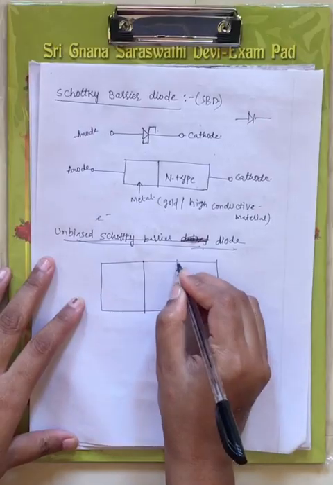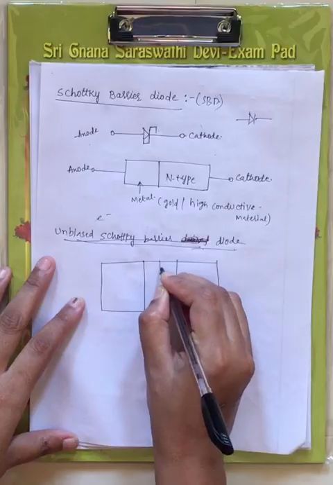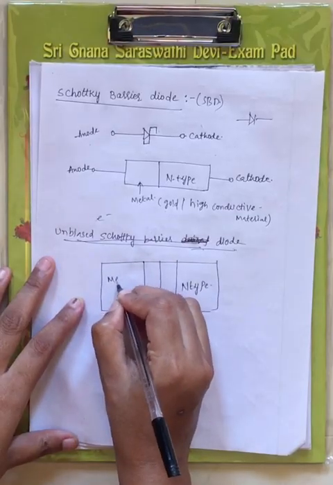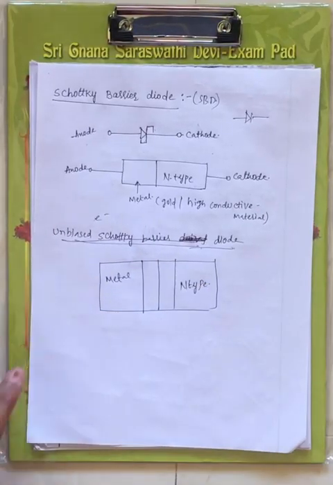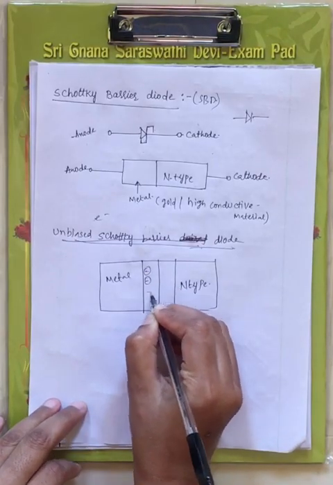Here you will have metal and here you will have n-type layer, right? The n-type layer contains majority carriers, electrons, and minority carriers, holes. And the metal contains atoms.